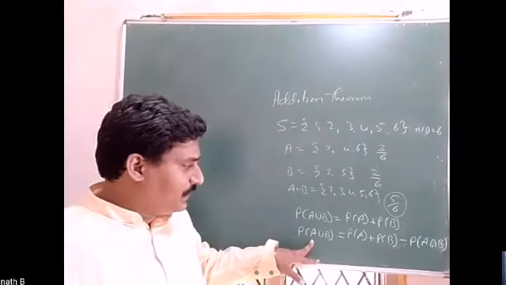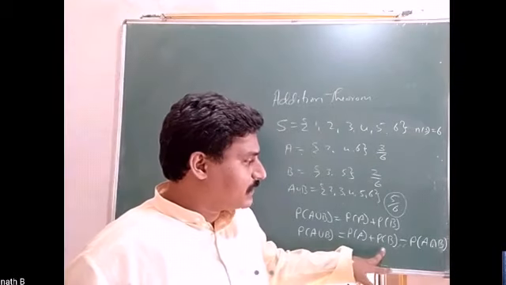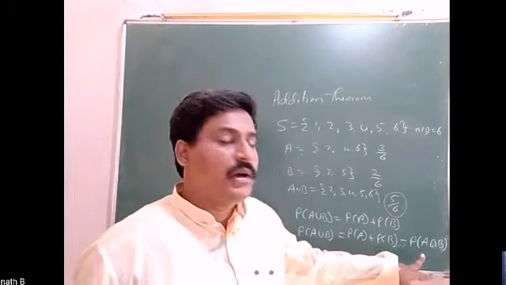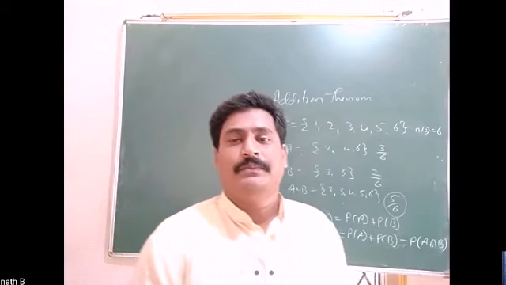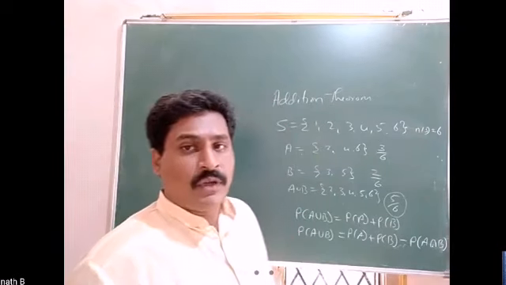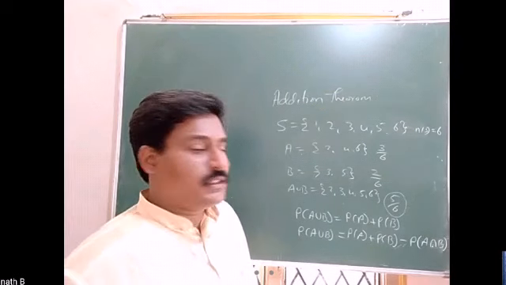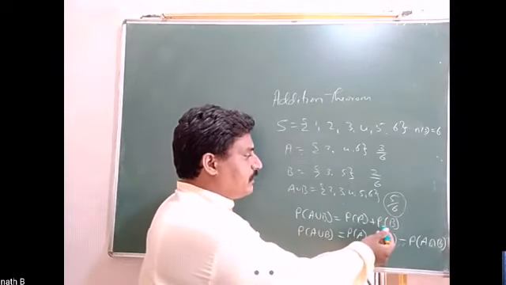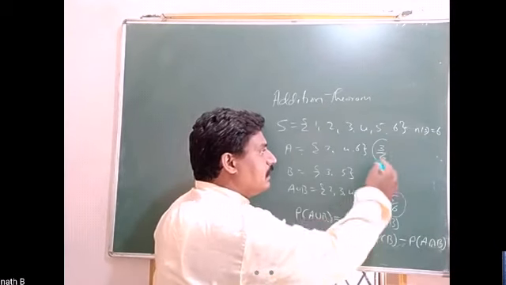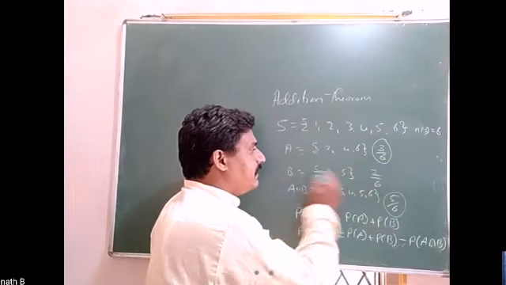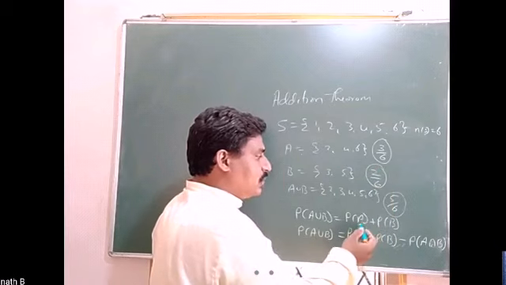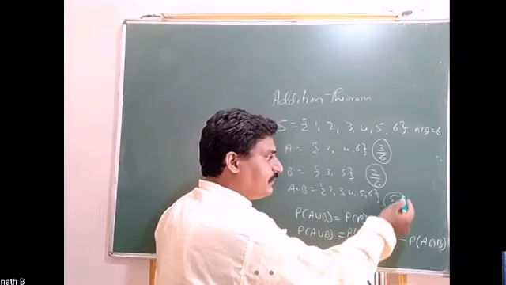P of A union B is equal to P of A plus P of B minus P of A intersection B, when the events are not mutually exclusive. If the events are mutually exclusive, it is just P of A plus P of B. Example: event A is 3 by 6, event B is 2 by 6, so P of A plus P of B is 5 by 6.